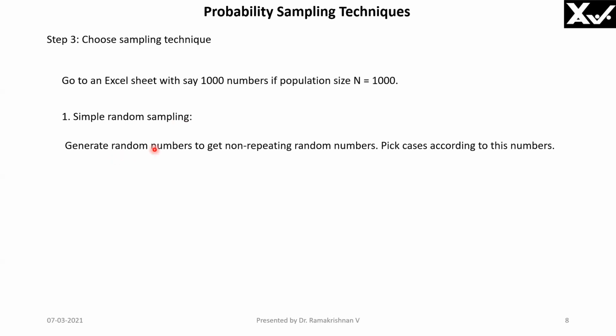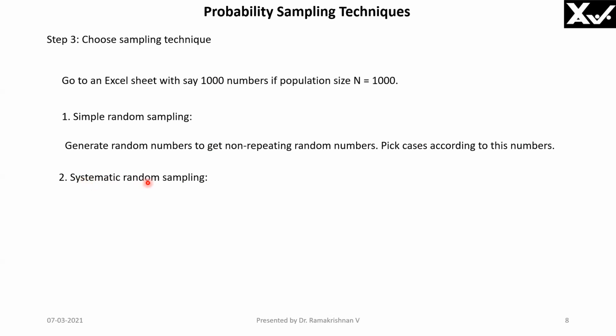Go to an Excel sheet with say 1000 numbers if population size is 1000. If it is 10,000, you will have to take 10,000 numbers. Then simple random sampling, first technique, you will see. What we do is we are generating random numbers in Excel. You know how to generate random numbers, to get non-repeating random numbers between 1 to 1000. Then pick the cases according to these numbers. This is how you do the sampling.